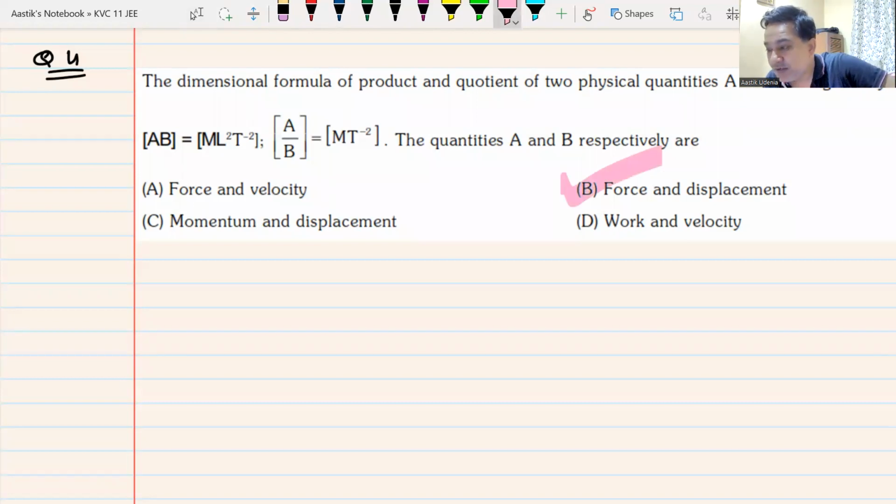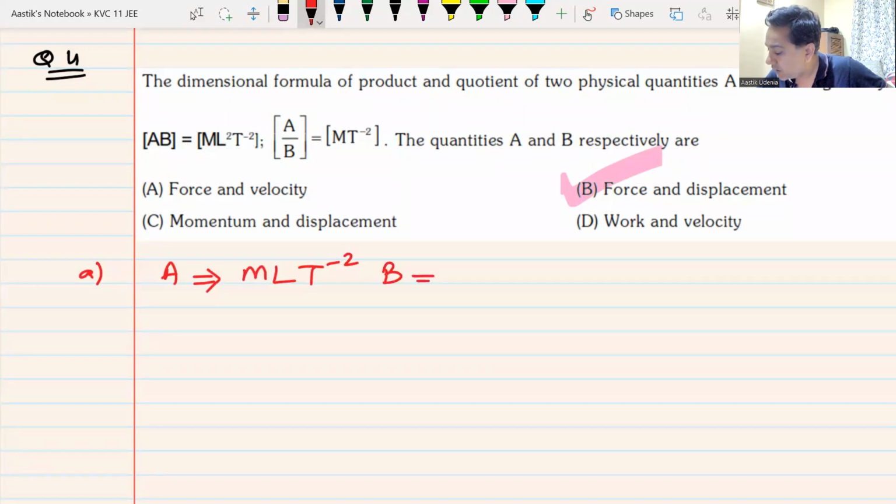Answer option B. A is force and B is displacement, my dear friend. So we will check each and every option fatafat. Option number A is force. So A becomes M L T minus 2, and B becomes L T minus 1. You multiply A with B, you will not get this option. First option you will not get, hence A is wrong.